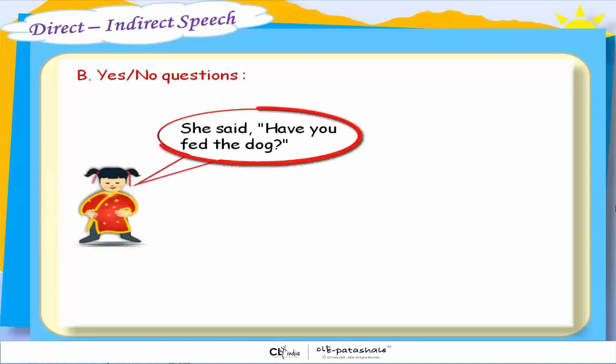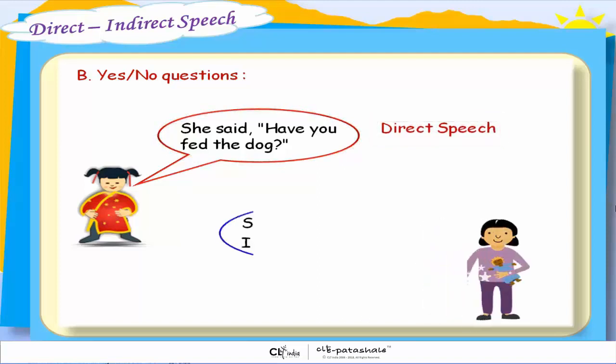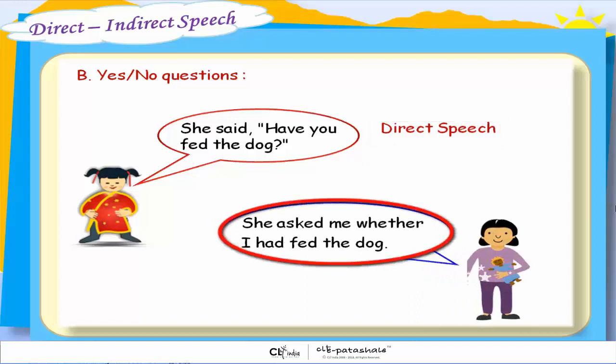Some more yes and no questions. She said, have you fed the dog? Here in this sentence you have a comma after said, and then you have inverted commas when you are asking the question, have you fed the dog? With a question mark. This is the direct speech of this sentence. She asked me whether I had fed the dog. The reported speech of the sentence.